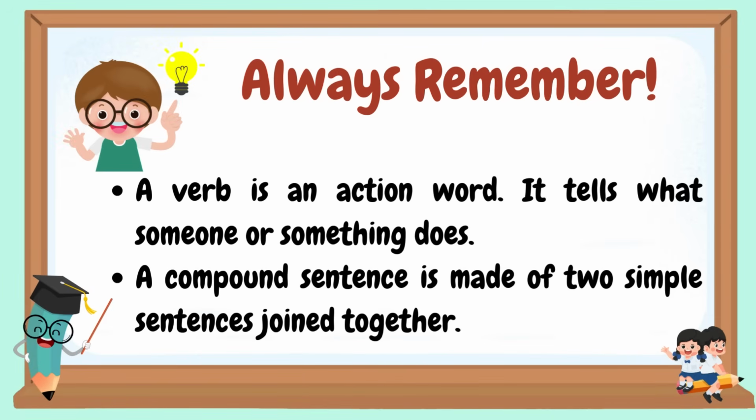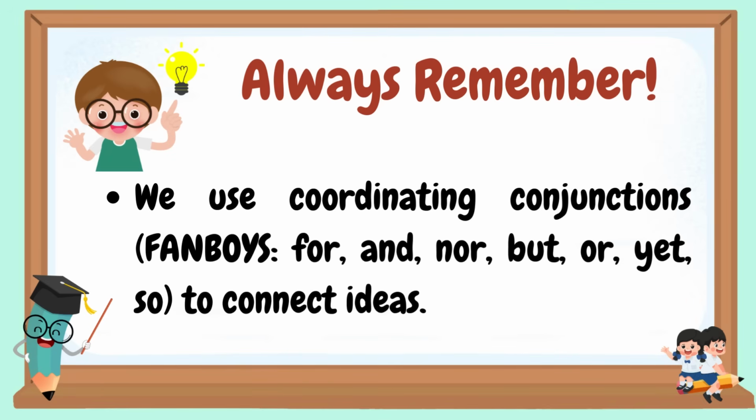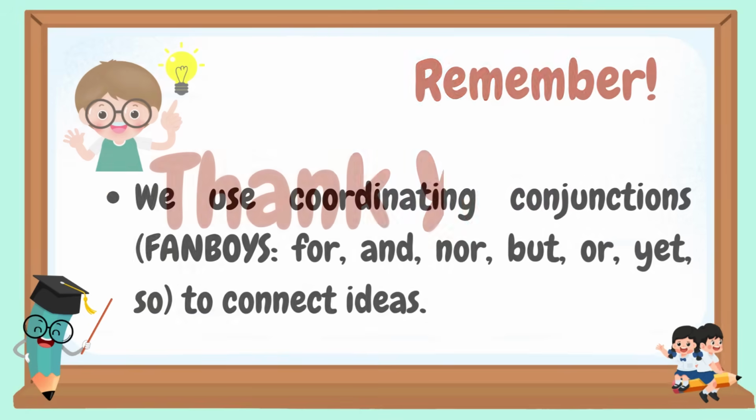Always remember, a verb is an action word. It tells what someone or something does. A compound sentence is made of two simple sentences joined together. We use coordinating conjunctions like FANBOYS: for, and, nor, but, or, yet, so, to connect ideas.